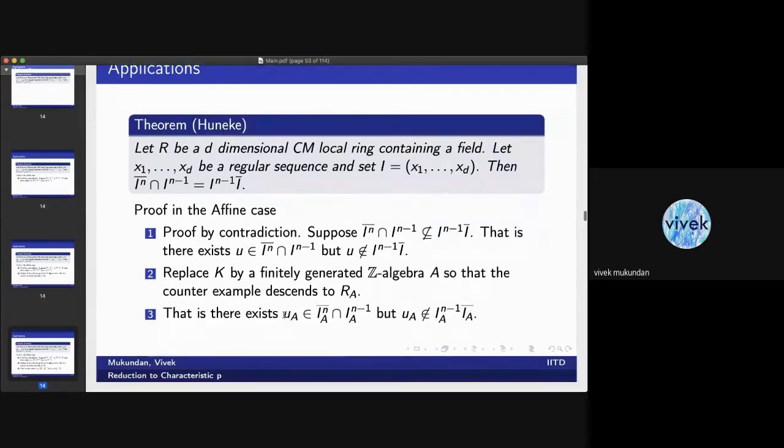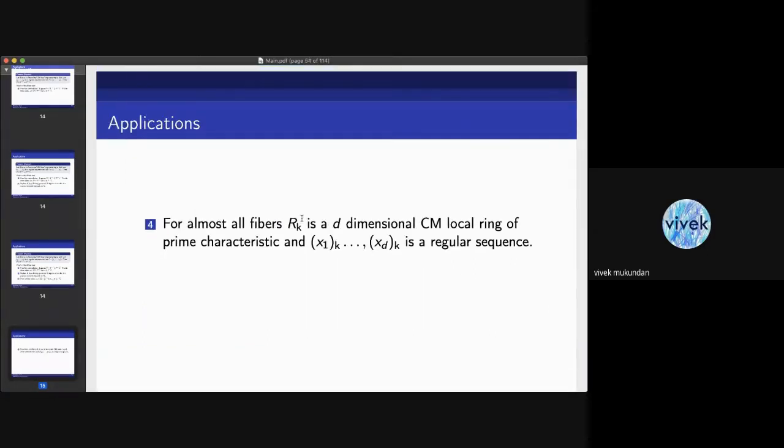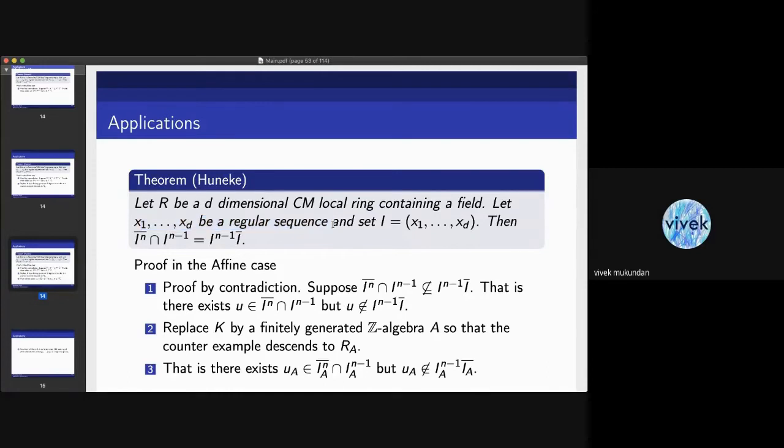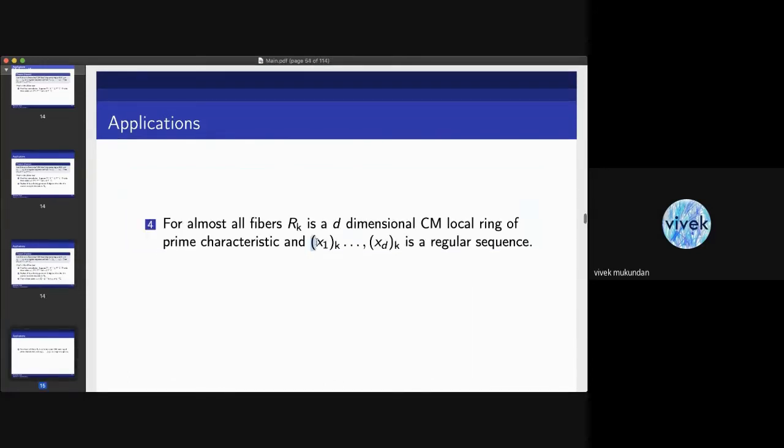That is, you can find a UA such that UA is in I^n bar intersect I^(n-1)A, but it is not in I^(n-1) I bar in A after you descend to the A level. But now, when you go for almost all fibers, Rk can be chosen to be a d-dimensional Cohen-Macaulay local ring of prime characteristic. Further, you can descend down the regular sequence also. If your F1 up to Fg is a regular sequence in R, for almost all fibers F1k up to Fgk is also a regular sequence, of course.